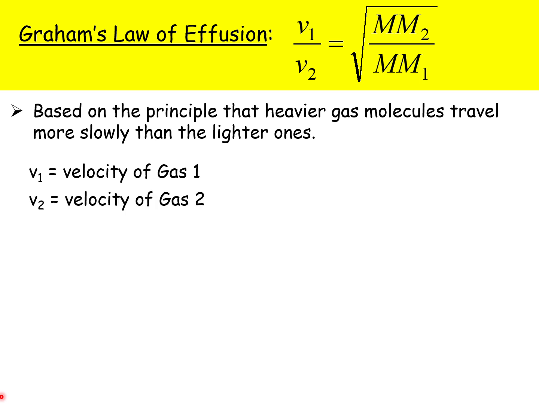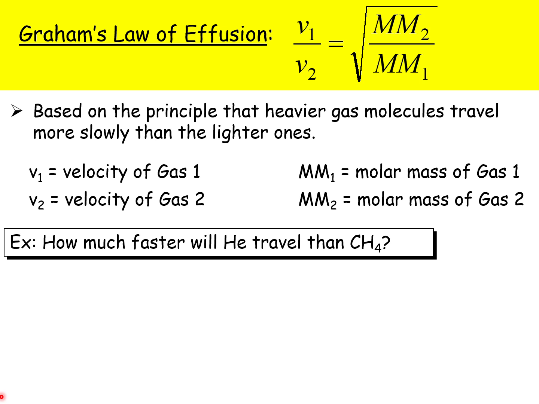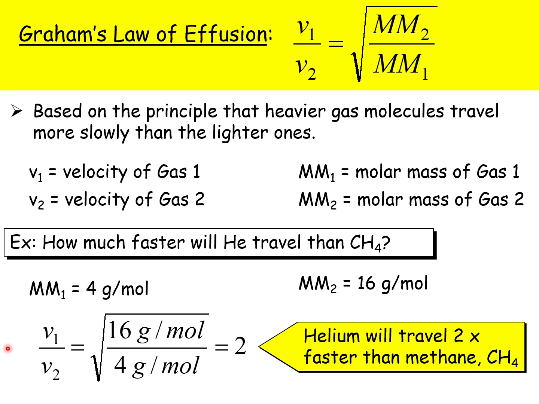So then we just define these different variables. You say, all right, need an example. How much faster will helium travel than methane, CH4, at a particular temperature? So molar mass of gas 1, we're going to say that's the helium. Molar mass of the CH4 is 16 grams per mole. So we plug in the numbers and we see that the ratio of gas 1, helium, to the methane, gas 2, works out to be 2. So that tells us that helium travels twice as fast as methane does.